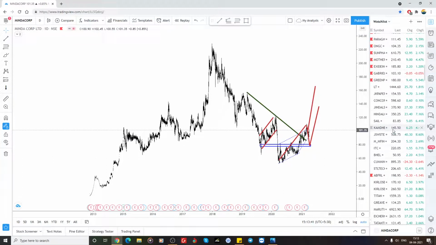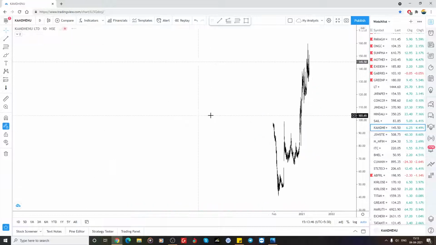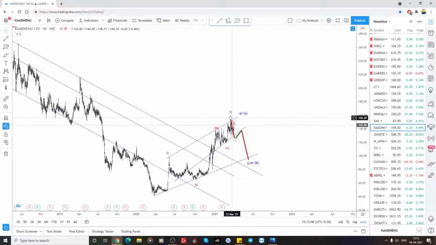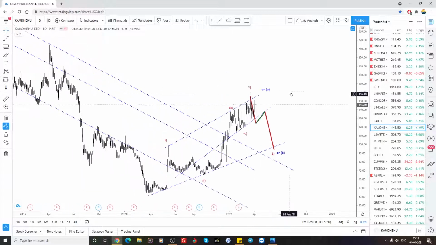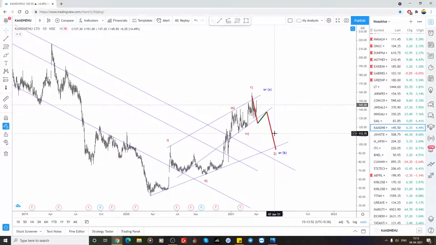So I forgot to update this comment, Kamadenu stills. Just a moment. Yeah, I'm still expecting it has to come down at least to that 112 range. So that is also the 1 1 2 3 4 5 structure that got completed. After the three-wave structure, if it reaches the 100 level, 110 like that, it's a good buy also.